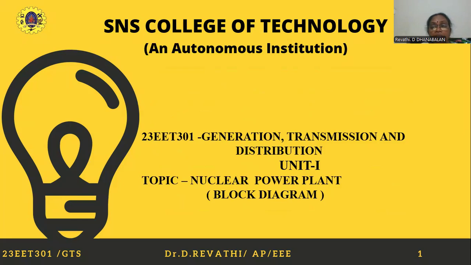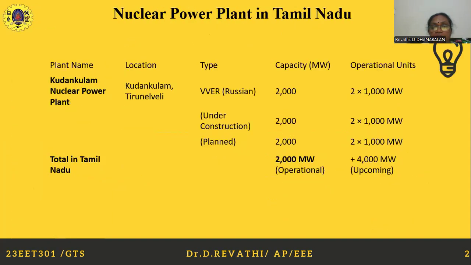So, does anyone remember how many power plants are in Tamil Nadu? Say the names. Kalpakkam and Kudankulam. How much power do they generate? Kudankulam consists of 2 units. Each unit's capacity is 1000, so finally their total capacity is 2000. In future, they are planned for 4000 megawatts.